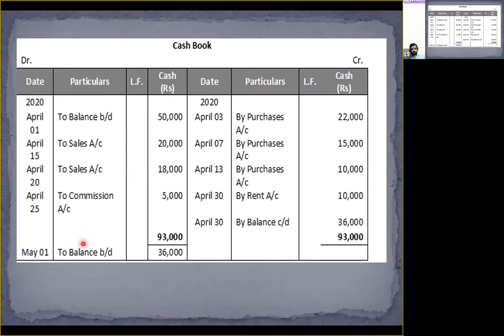In the next month, what we are doing, basically, is continuing the cash account with the to balance b/d 36,000. So the closing balance of a particular month or a particular year will be considered as the opening balance for the next year or the next month. So if this is the closing balance, this is the opening balance of the next month. Closing balance is always written as by balance c/d, carried down, and opening balance is written as to balance b/d. All right, everyone.